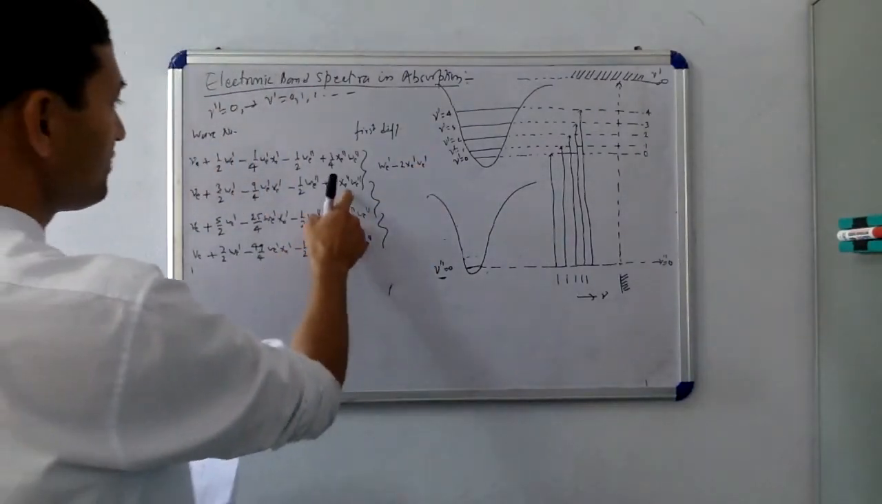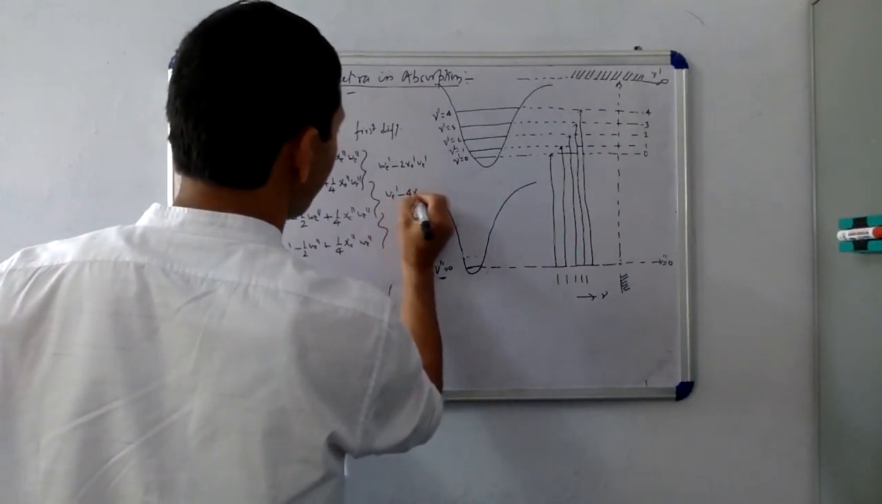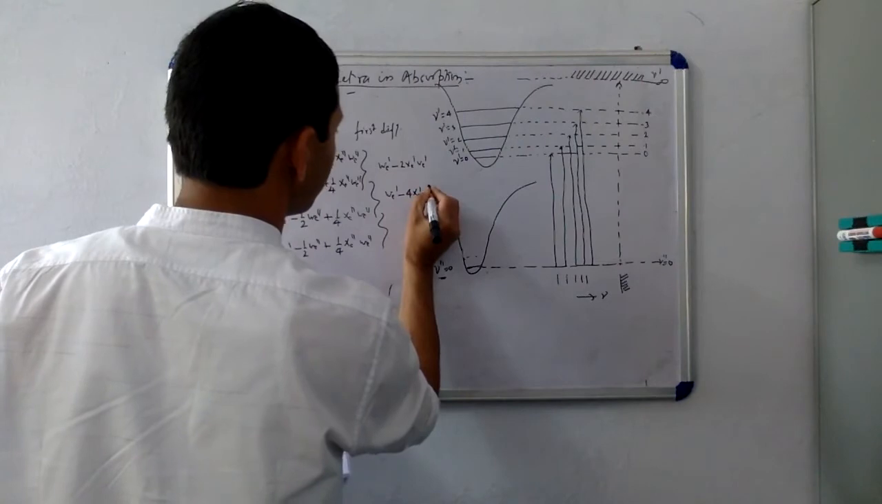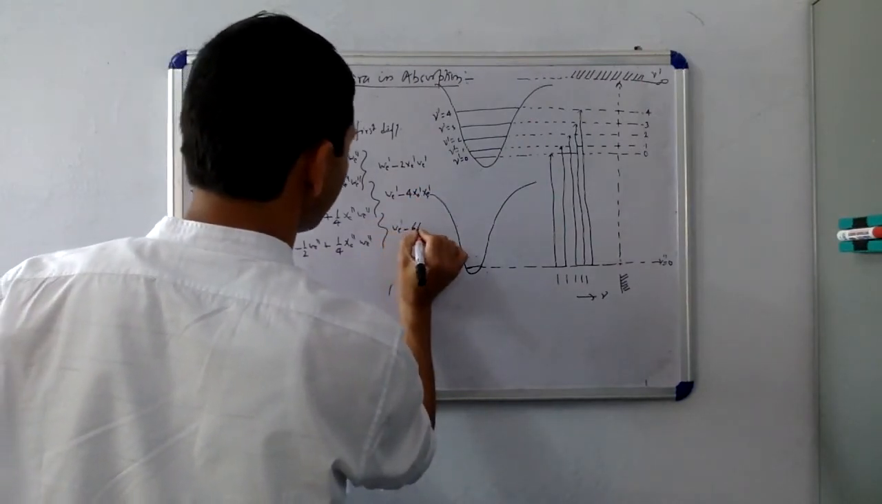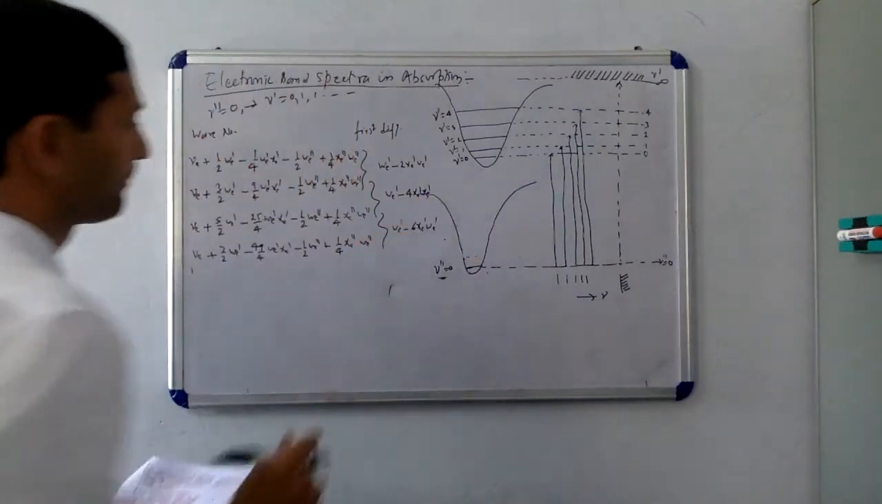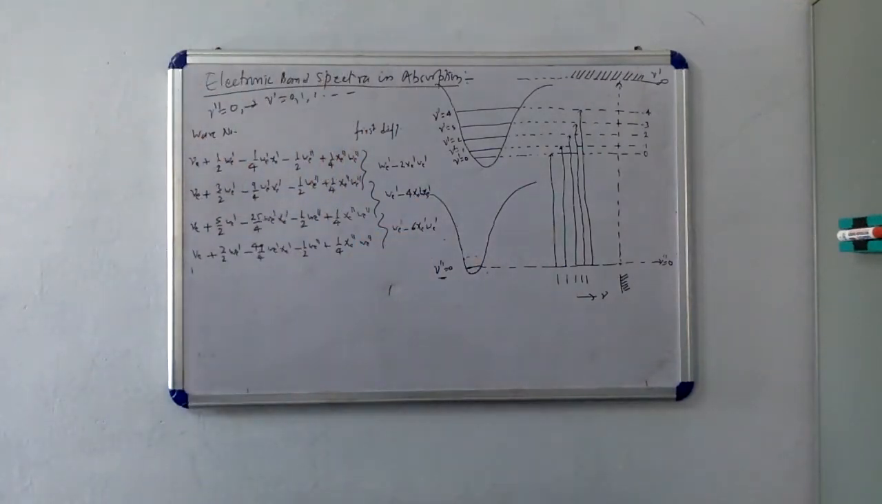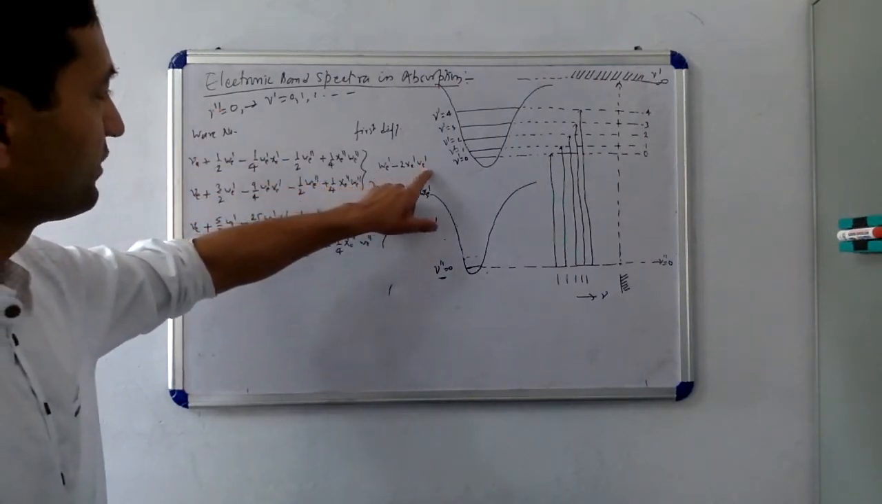The difference between these, once you evaluate, you will get omega E minus 4 xe prime. The difference between this one, omega E prime minus 6 xe prime and omega E prime. This is omega. Now the difference between these levels is omega E prime minus 2 xe prime omega E prime.